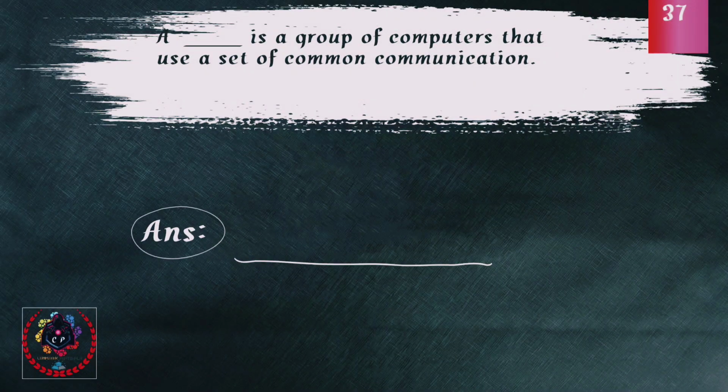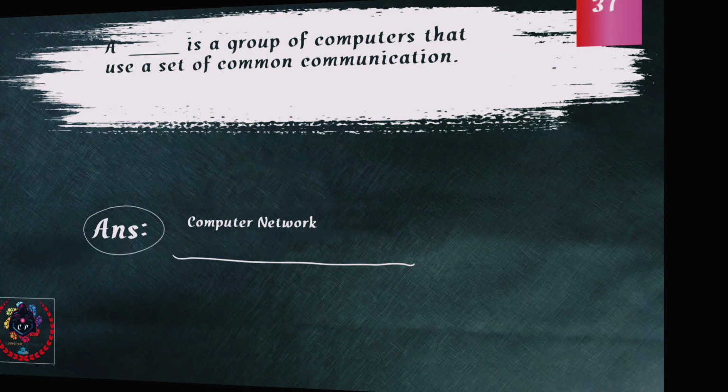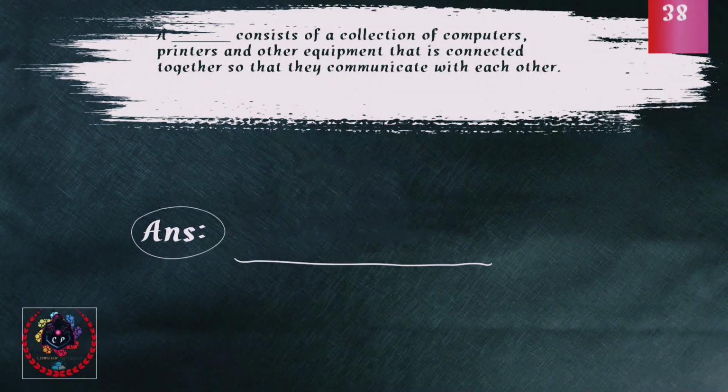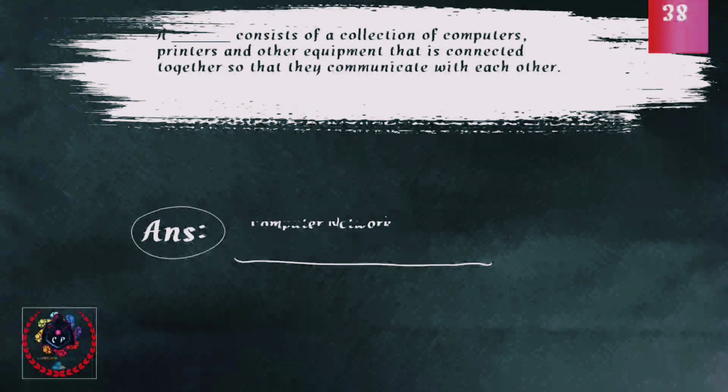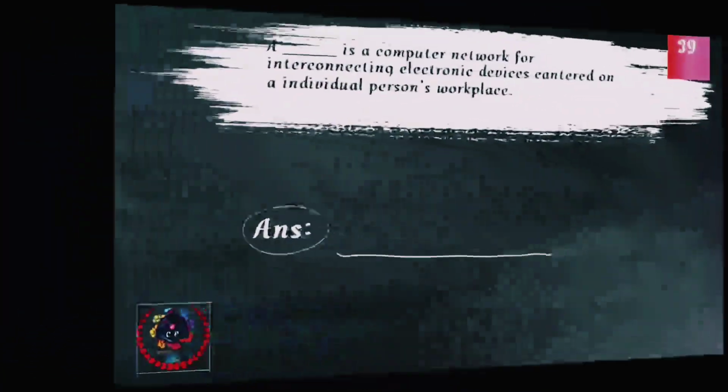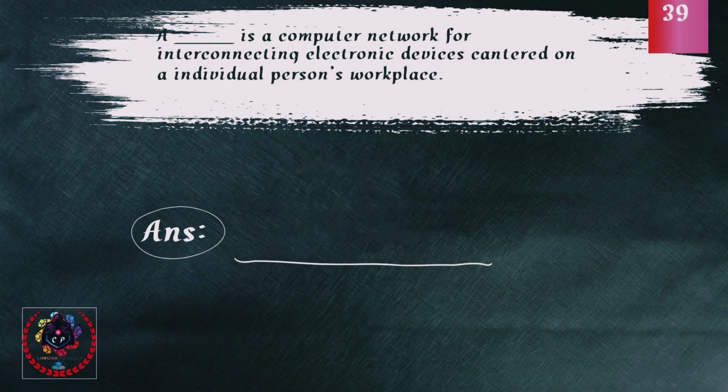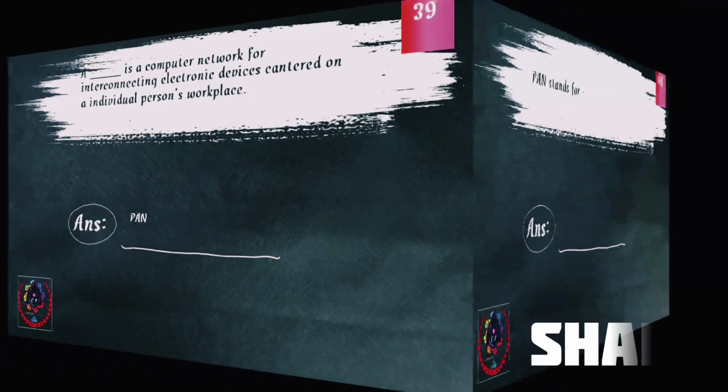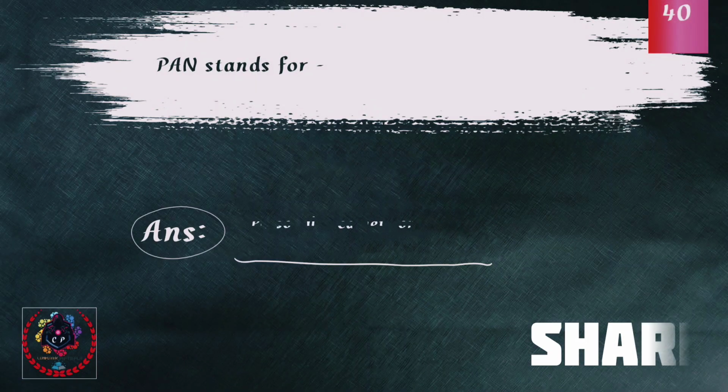A computer network is a group of computers that use a set of common communication protocols. A computer network consists of a collection of computers, printers and other equipment that is connected together so that they can communicate with each other. A PAN is a computer network for interconnecting electronic devices centered on an individual person's workplace. PAN stands for Personal Area Network.